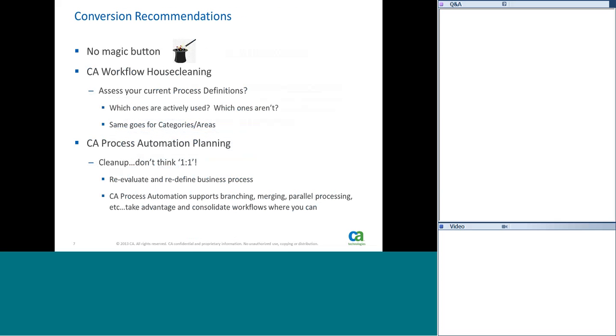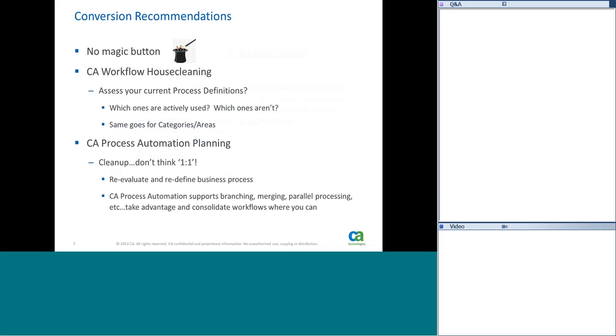Conversion recommendations. So how does CA recommend our customers convert their existing workflows from CA Workflow to CA Process Automation? We don't have a magic button for that. In other words, we do not have a tool that will allow you to plug and play and automatically do the conversion. This is a manual process to get your workflows converted to CA Process Automation. With that said, we do have some recommendations on things to make this process a bit easier.